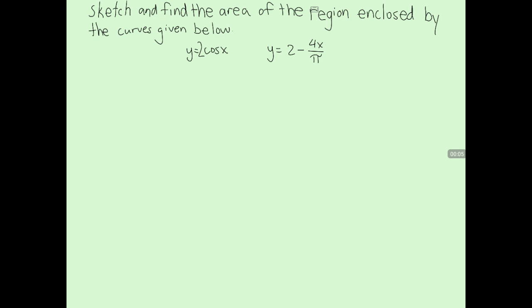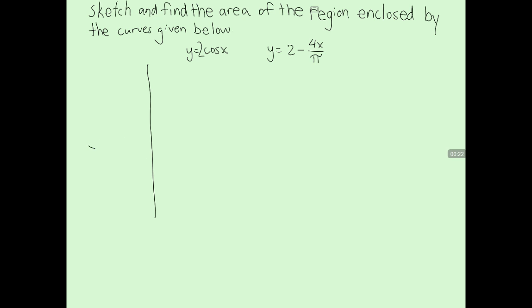So we have this problem here. Sketch and find the area of the region enclosed by the curves given below. So we have y equals 2 cos x and y equals 2 minus 4x over pi. So first, let's just sketch the curves.